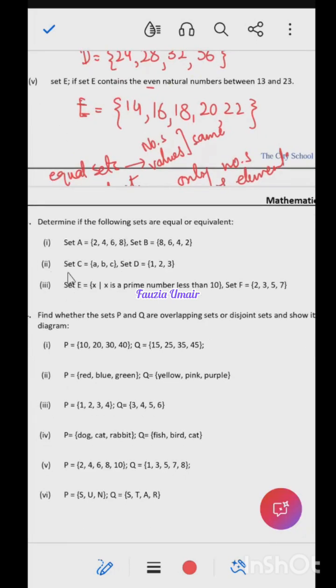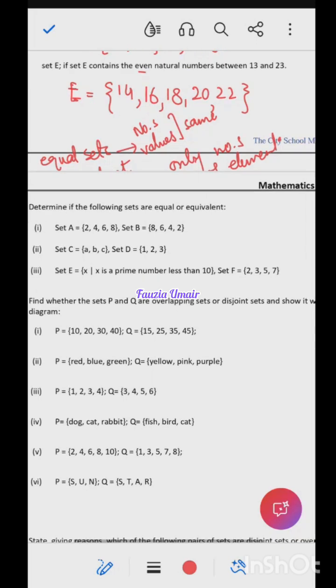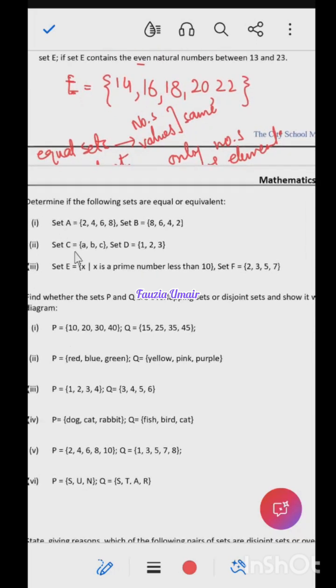अच्छा Mohit, I'm asking you, set C or D equivalent है या equal है? Set C and set D जल्दी से बताएं. Equal नहीं, equal तो नहीं है. Equivalent है. क्यों equivalent है मोहित? Because the number of elements are 3, लेकिन the elements are actually not same. Equivalent sets वो होते हैं जिनके number of elements same होते हैं लेकिन value same नहीं.